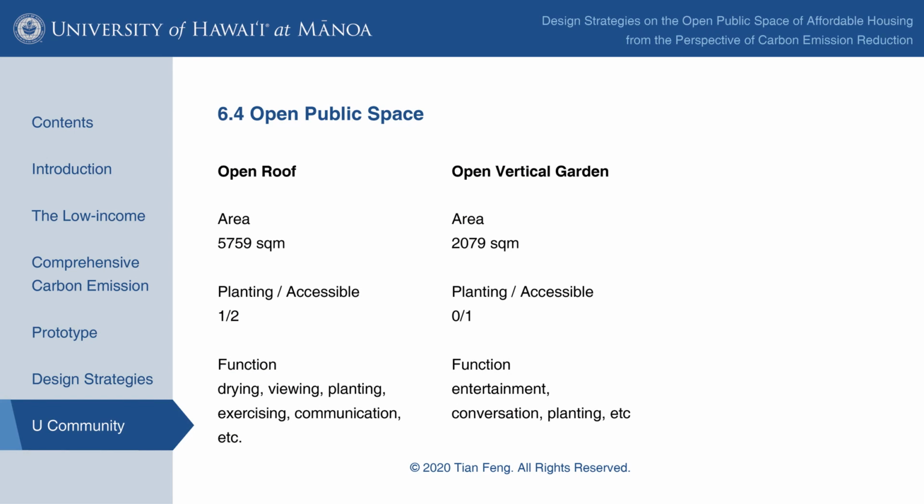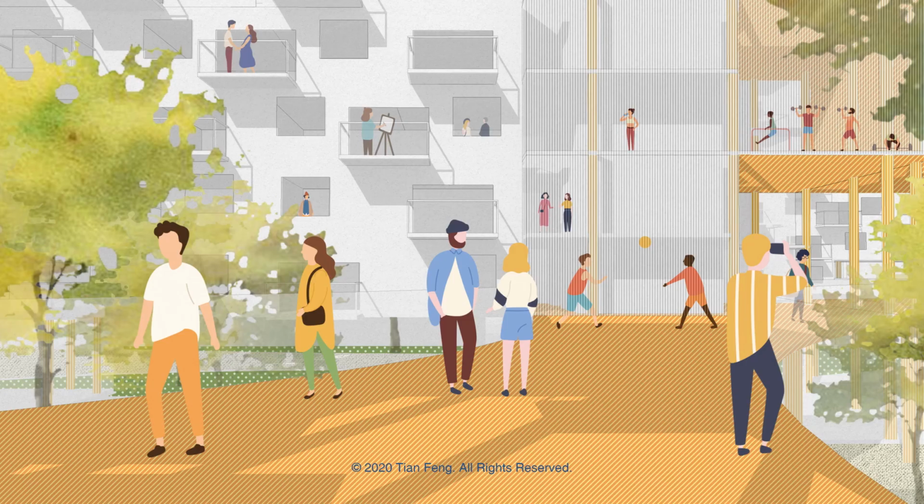Open vertical garden proposal is the smallest. This is because its physical carbon emission increment is the largest, but the practicability is the weakest. These are the renderings.